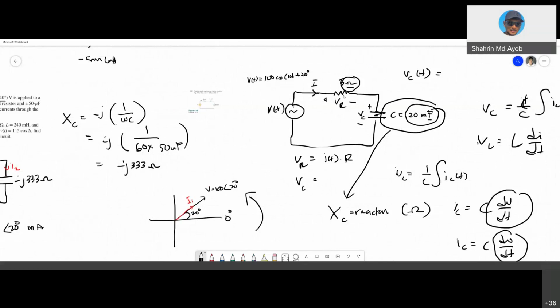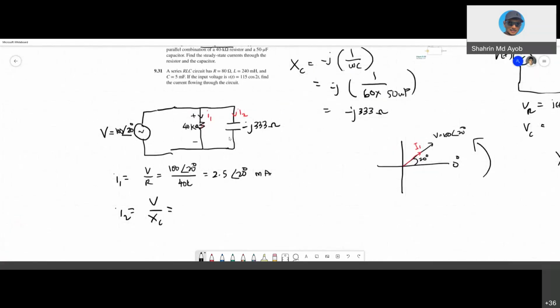For example, the voltage division you cannot use directly, because you need a very complicated conversion. You cannot use voltage division for VC, unless you convert it into a phasor domain circuit, where you need to convert the C into XC. After you have converted into the phasor domain, then you can use all the theories that you have used in DC circuits.